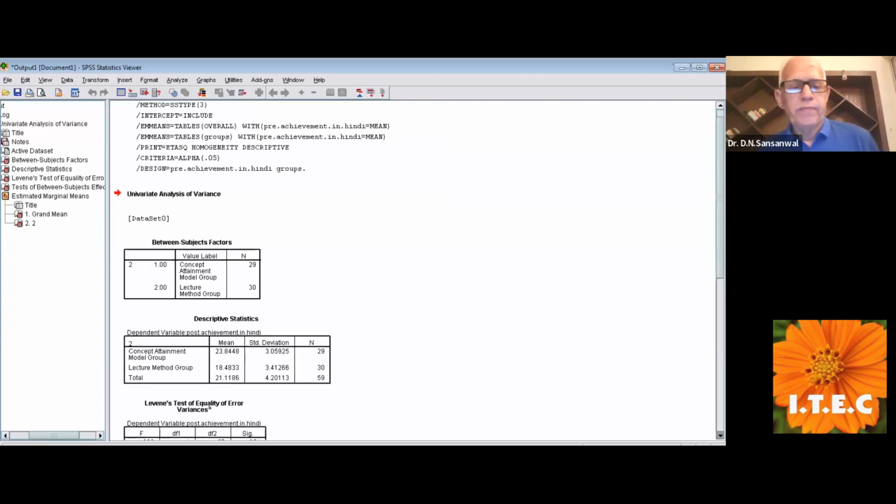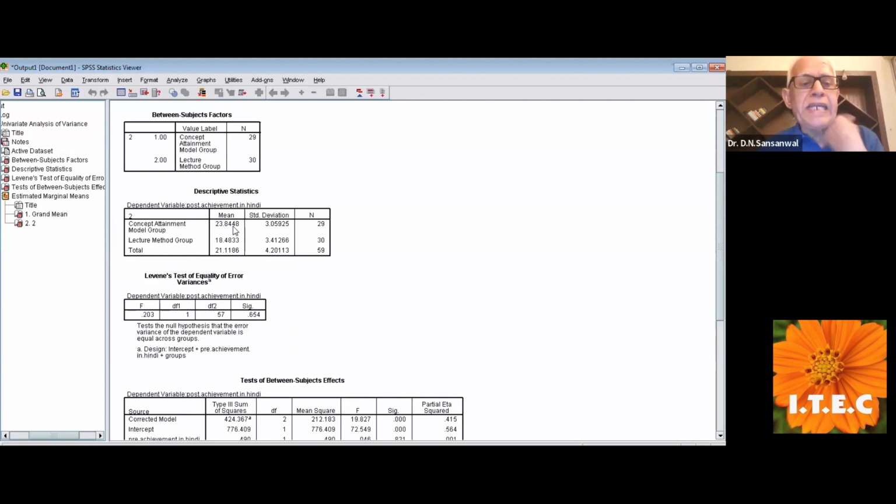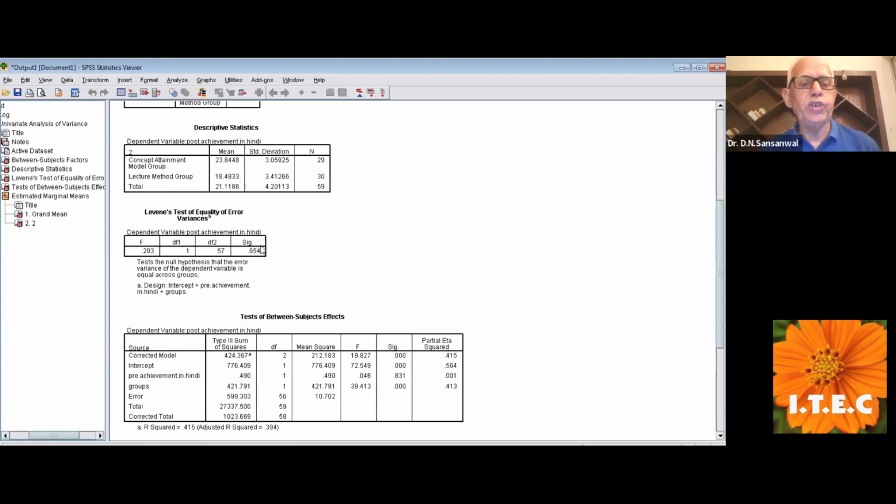So these are the raw means of the concept attainment model and the lecture method group. There were 29 people in concept attainment and 30 people in lecture. It doesn't make a difference. That's fine, nice. And the homogeneity of variance condition is satisfied, because here this F value is 0.203 and it has 65.4% error. So the homogeneity of variance condition is satisfied.